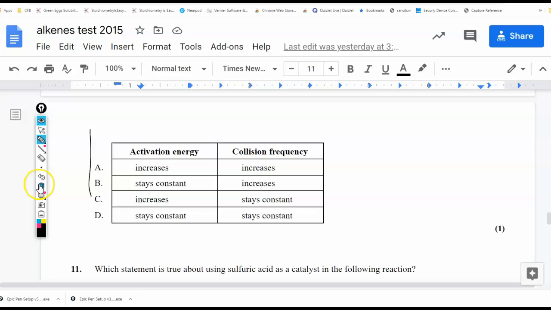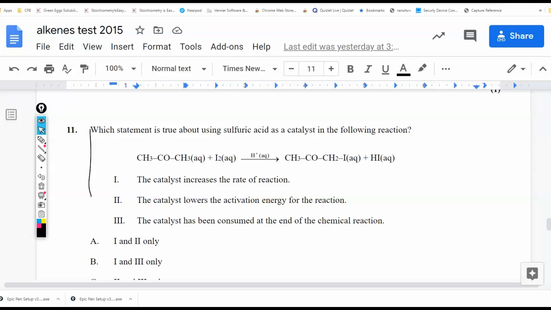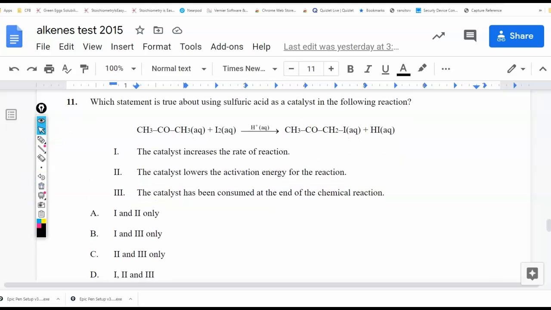Okay, so then we go to: which statement is true about using sulfuric acid as a catalyst in the following reaction? So here is our reaction, and we've got sulfuric acid. Like I said, this is another one that will not be on our test, but I do want to go back over it just to say hi to this kind of question. Remember that a catalyst does increase the rate of the reaction. It does lower the activation energy for the reaction, and the catalyst is not consumed at the end. It is actually remade at the end. So the only two correct answers would have been 1 and 2 only. Don't worry, we will get to these things after we take this test.